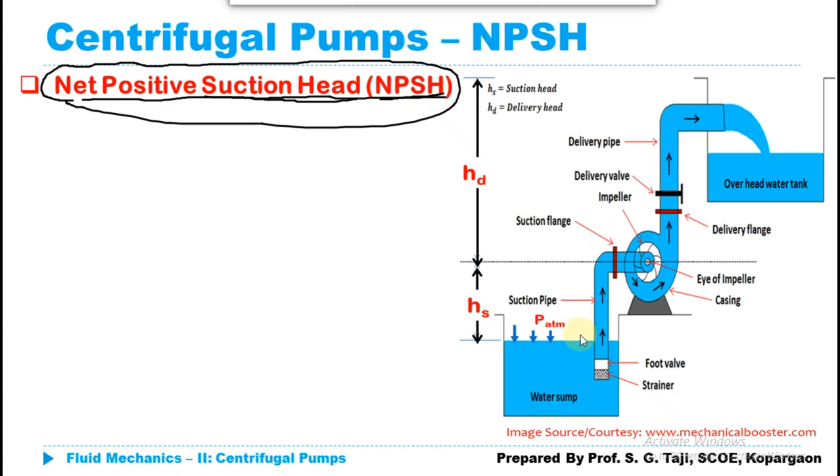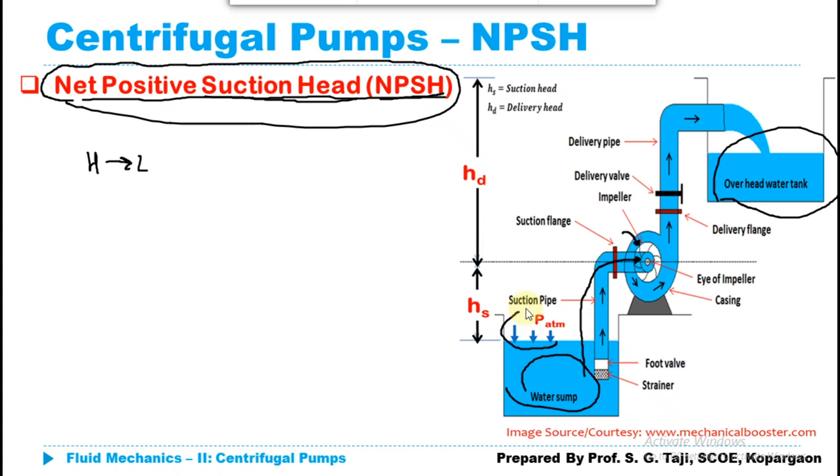Now, whenever we want to take water from this particular water source to the delivery tank, at that time our impeller will start to rotate and there will be a development of negative pressure here, because we know that our liquid always flows from high pressure to low pressure. So if we want to take this water from the sump to the impeller, of course we need to develop a pressure which is less than the pressure at this particular water sump.